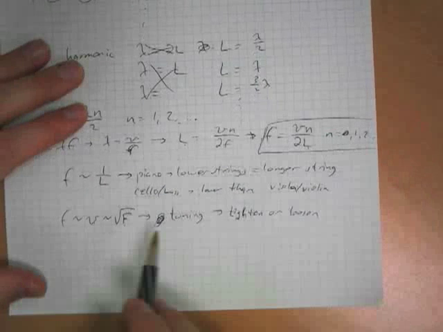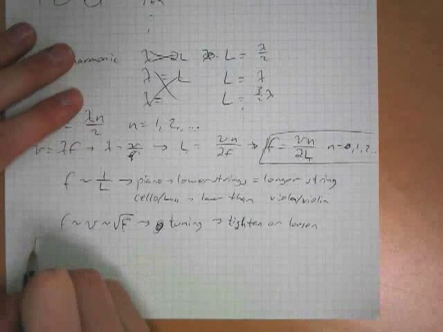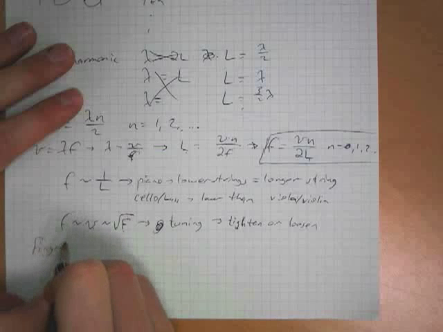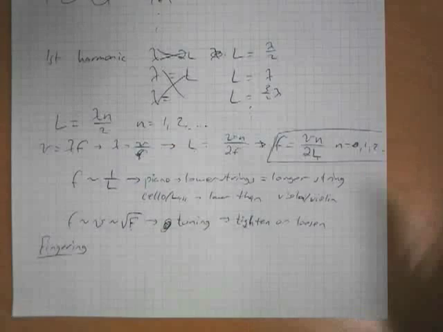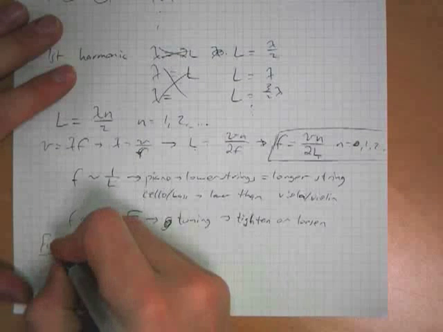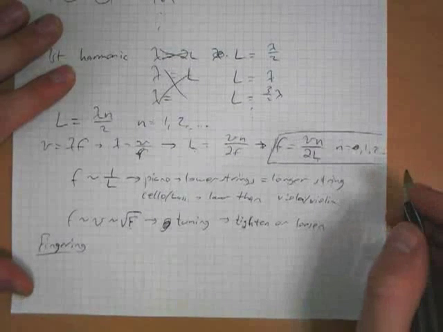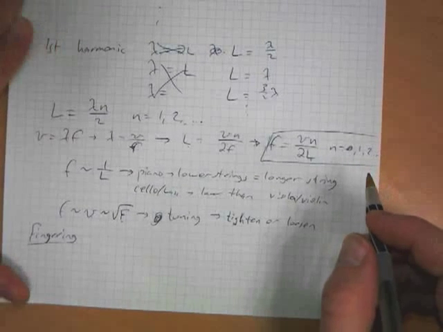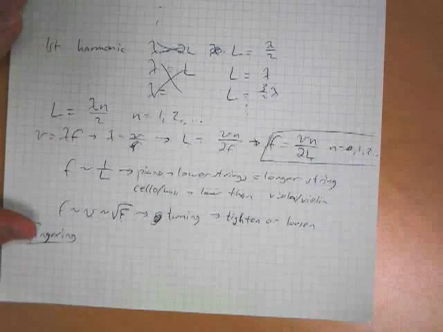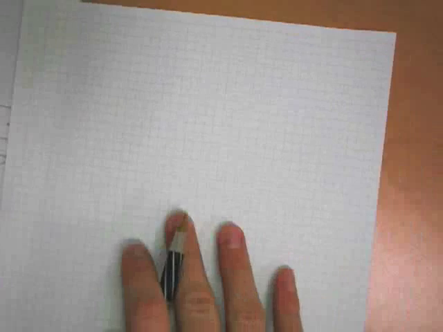of the string. And that's also what happens on stringed instruments when you're fingering. What you're doing is changing the length of the string, and therefore changing the frequency of sound that it will naturally produce. You can similarly produce standing waves in a tube.